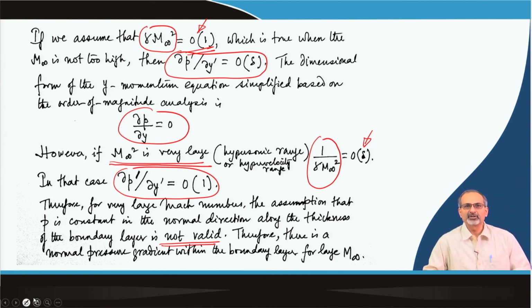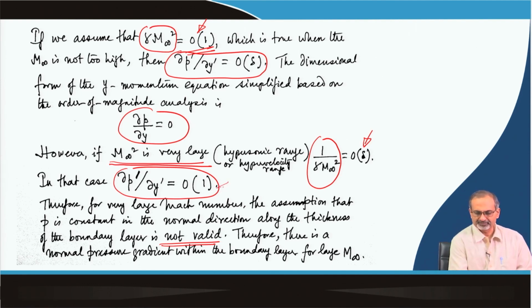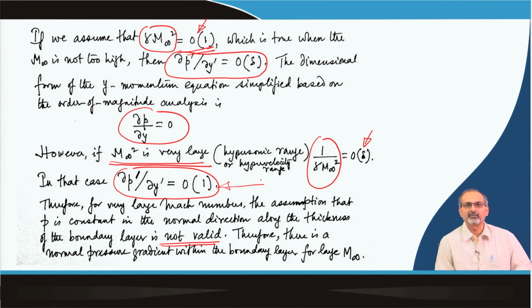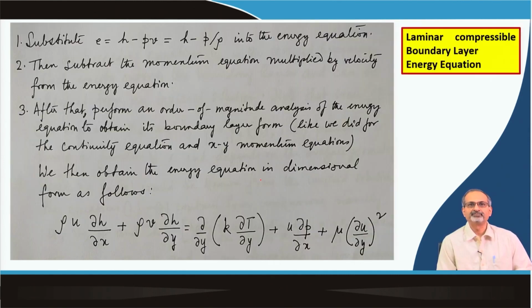and therefore, in the supersonic Mach number range this is quite alright, while in the hypersonic range the del p by del y in the non-dimensional form that we see over here could be of order 1. It may not be very small.